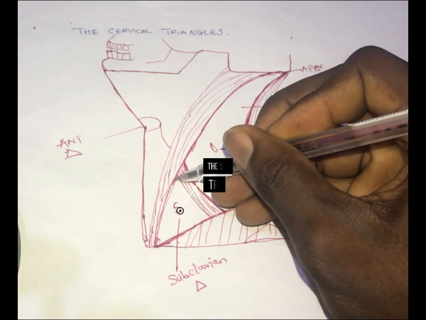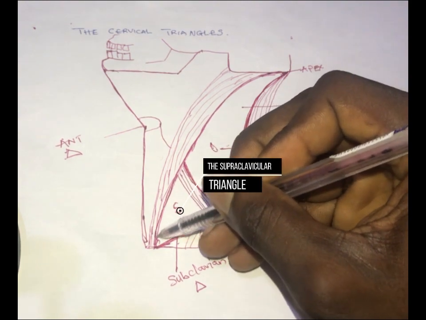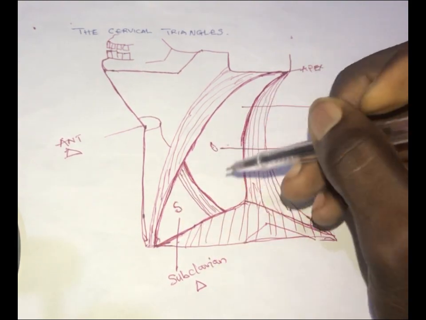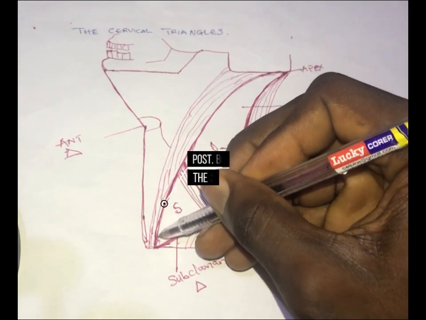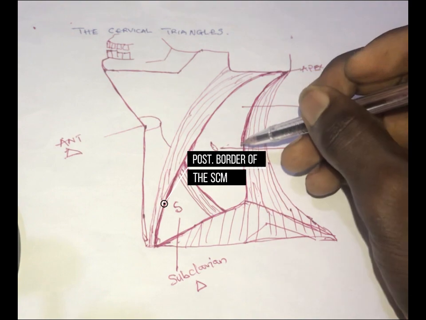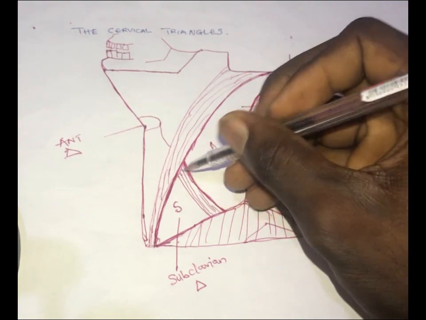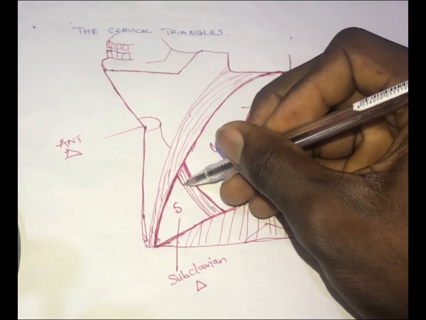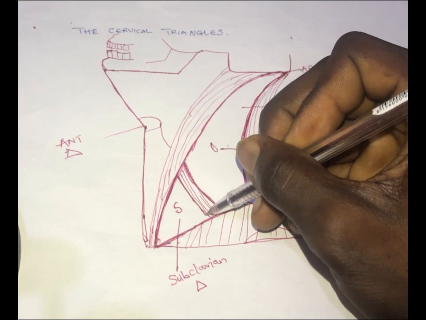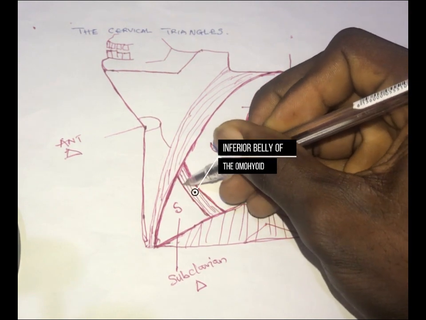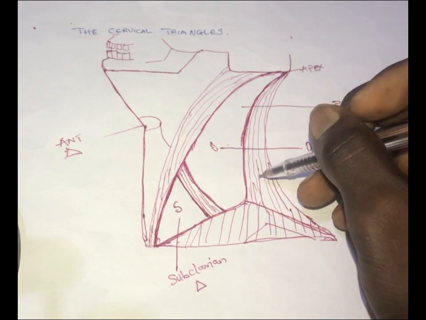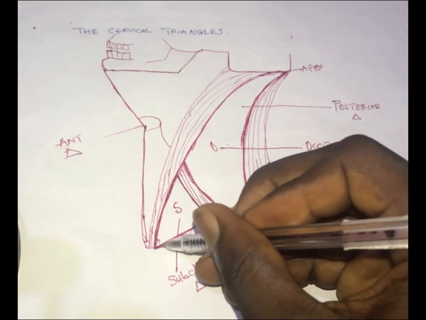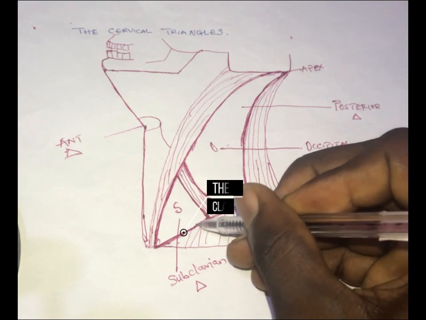Then we have the supraclavicular triangle. It is bounded anteriorly by the posterior border of the sternocleidomastoid muscle. Then posteriorly, it is bounded by the inferior belly of the omohyoid muscle, and then inferiorly it is bounded by the clavicle.